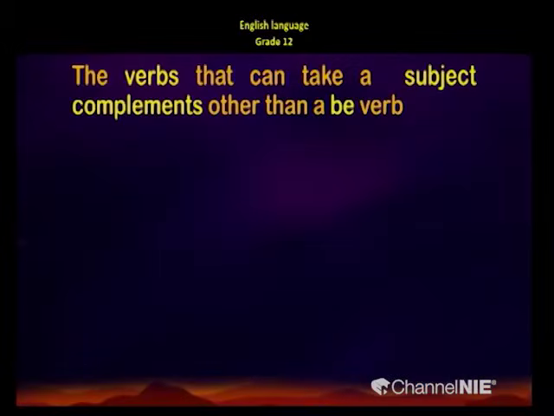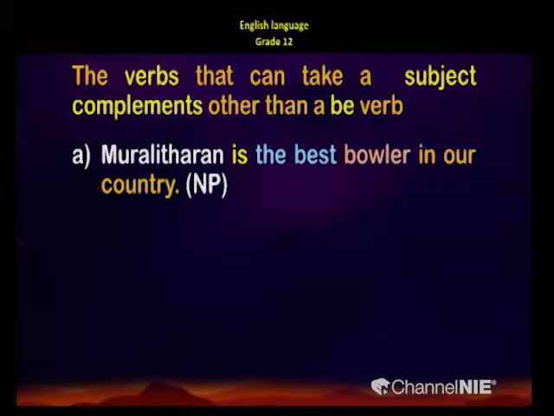Right. The verbs that can take a subject complement other than the verb be. There are some other verbs in the English language. Rather than taking the verb be, we can use these verbs in sentences, and again it functions like the verb be. For example, Muralidharan is the best bowler in our country. There the main verb is is, no other verb. Likewise we can use some other words as the main verb, and then we have the adjectives, the best bowler.